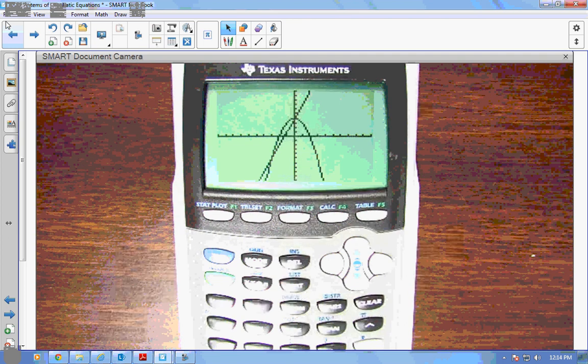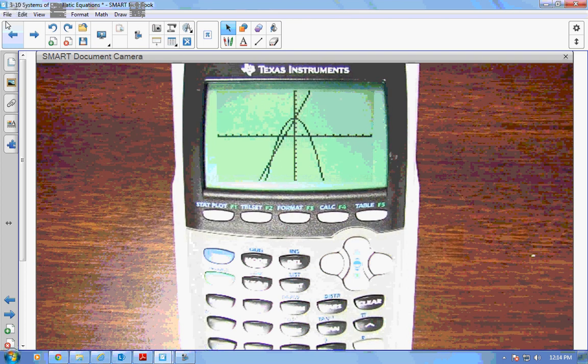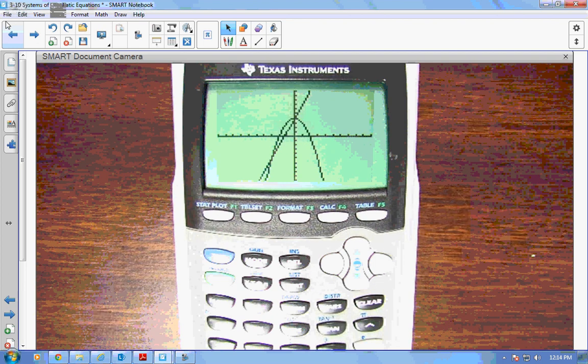Okay, you need to go second, calc, number 5. The bug's almost on the intersection. Just hit enter 3 times since it's on the intersection. And that's one of the intersections. That's the point. As long as the bug is on the intersection, you hit enter pretty much 3 times. Sometimes the bug moves a little bit, so you just have to make sure it's on the intersection. You get both of them? Good.